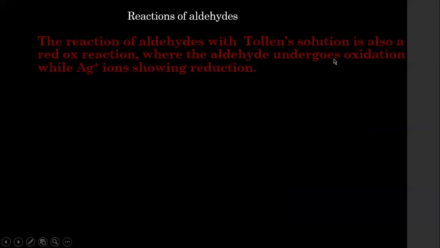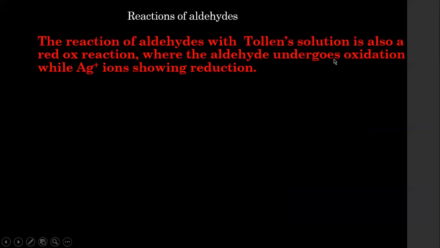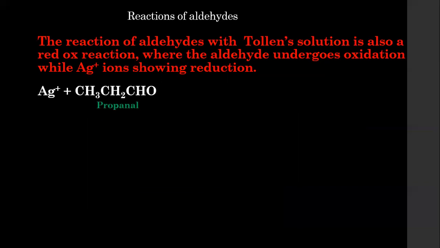We are going to discuss the third type of redox reaction, where, as usual, the aldehyde undergoes oxidation and carboxylic acids will be produced. In the meantime, there are silver ions, as I said earlier. Tollens reagent contains silver ions. These silver ions undergo reduction because the aldehyde undergoes oxidation. We can take one reaction to discuss this.